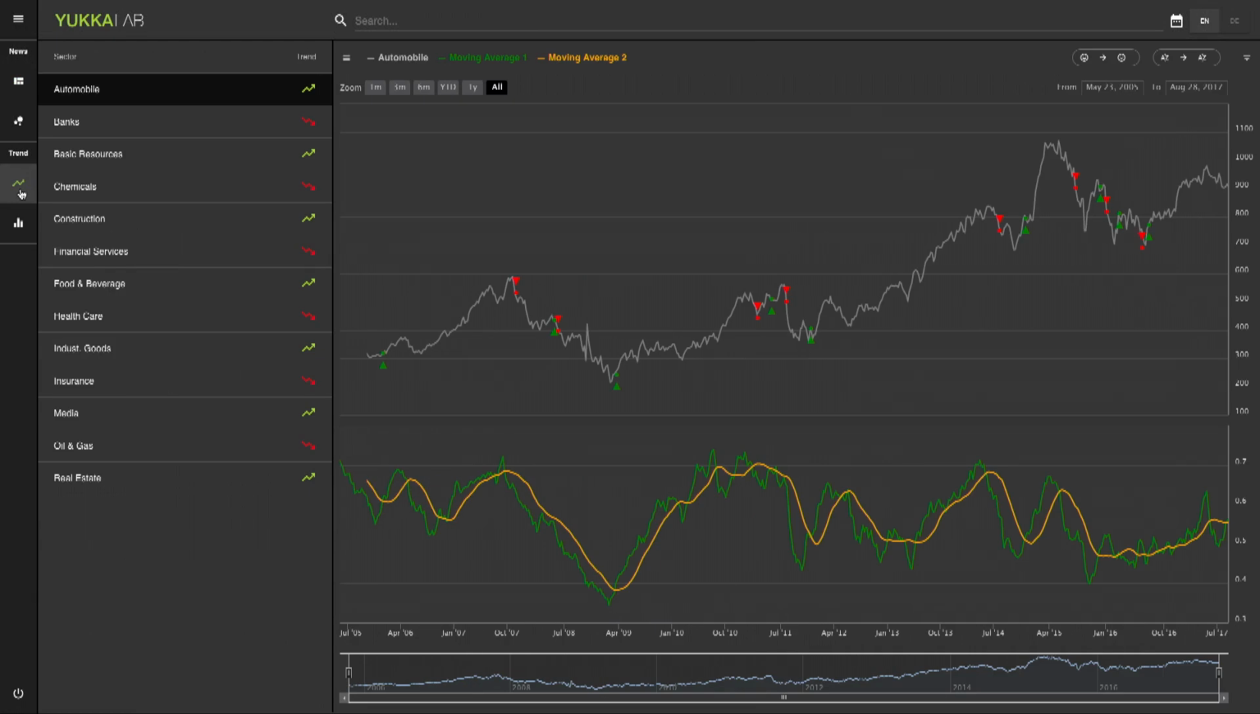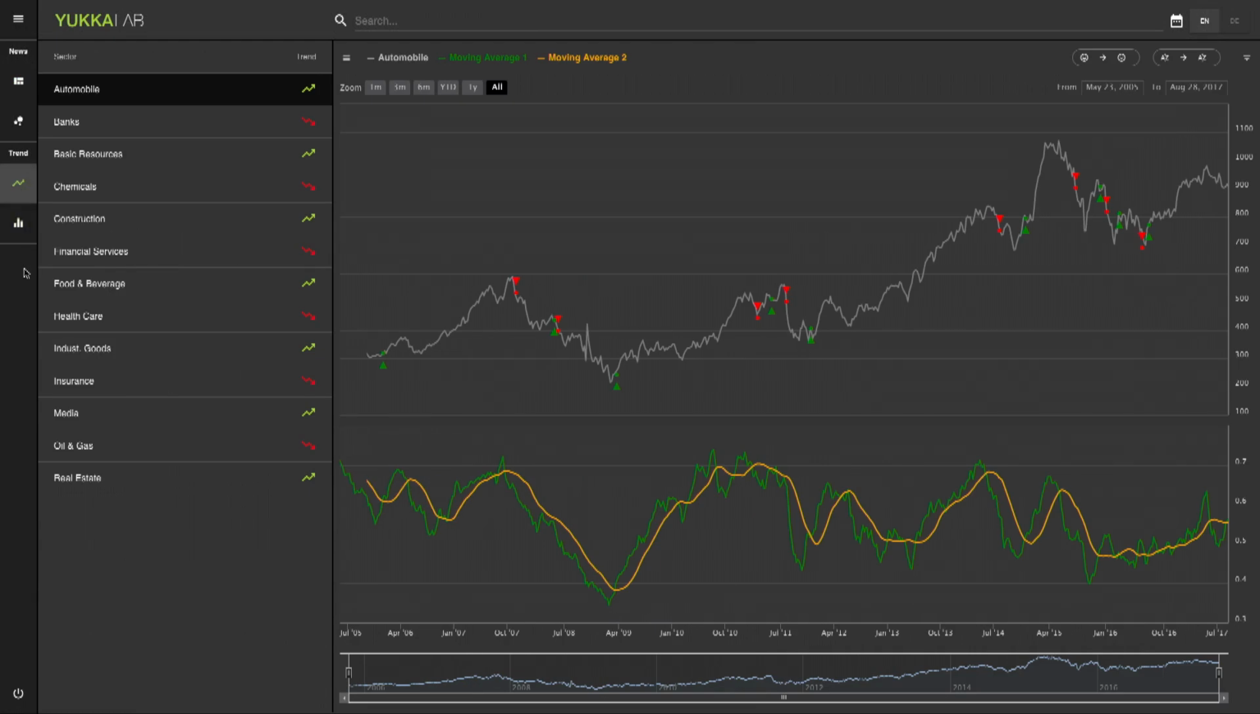Since the news sentiment trend often turns before the market, we also have a trend cockpit that serves as an early warning system for our users, alerting them when the sentiment trend for a specific index or a specific sector has reached a turning point and it's time for you to act. So let's look at that.